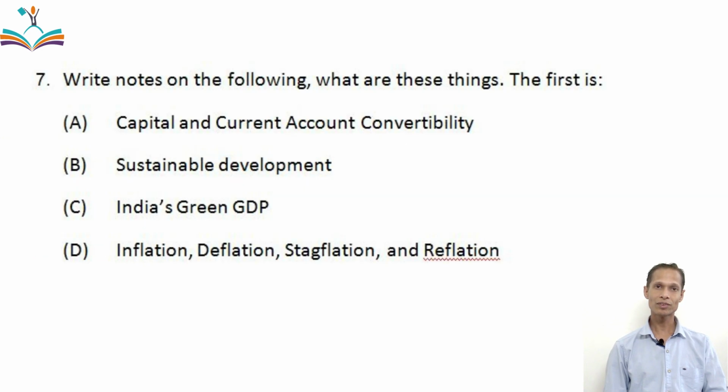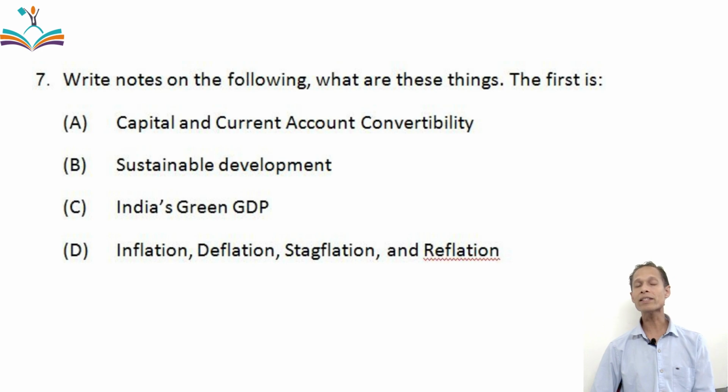Okay. Friend, the next question is write notes on the following. The first one is capital and current account convertibility. Friend, this is really very much important. You should make the difference between these two particular economic terms. Next one is sustainable development, and then India's green GDP, and then inflation, deflation, stagflation and reflation.